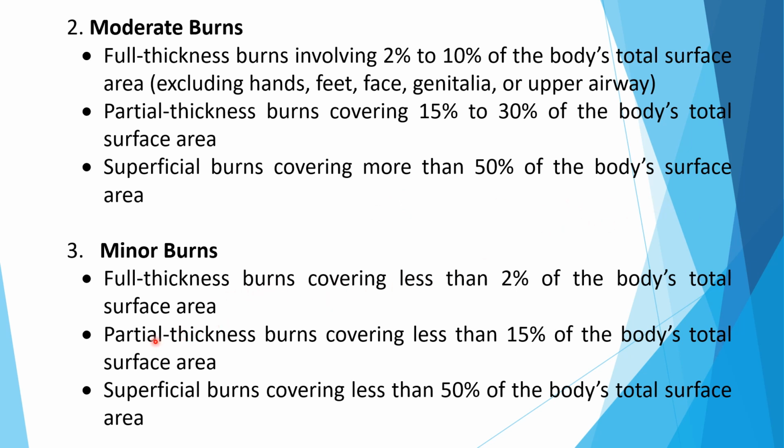And then minor burns. We have full thickness burns covering less than 2% of the body's total surface area. Partial thickness burns covering less than 15% of the body's total surface area. And superficial burns, same as before, 50% of the body surface area. So the superficial criterion for minor burns is the same as for moderate burns.